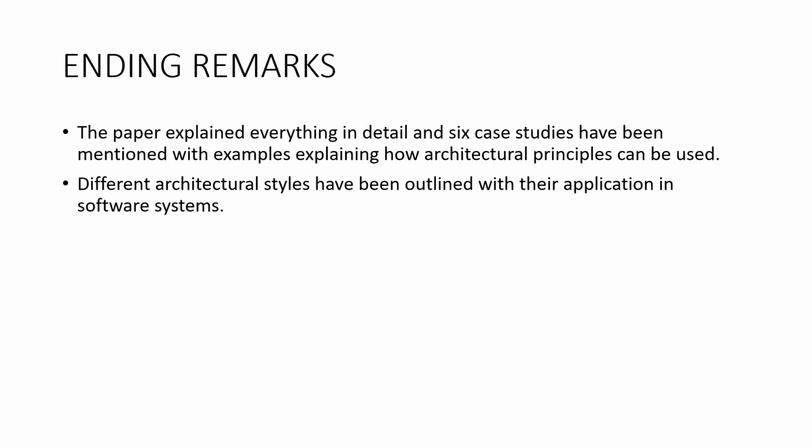I found this paper quite interesting as everything is explained in detail here. Different types of architectural styles have been explained with examples of how they can be used. 6 case studies have also been mentioned and explained how architectural principles can be used. Heterogeneous architecture is also explained, in which it is mentioned how different styles can be combined together, and also the application of all of this in software systems is outlined in this paper.